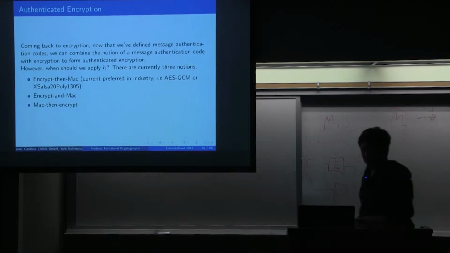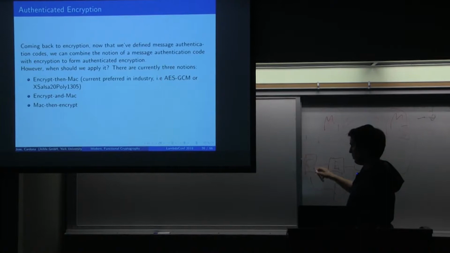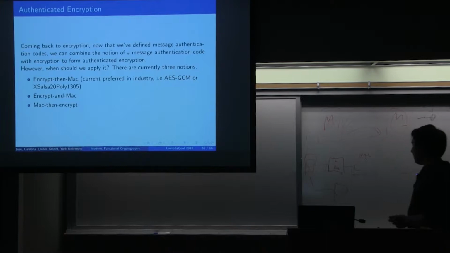So MAC then encrypt is clearly that you apply the MAC function on the plain text. So the ciphertext is not integrity protected. And encrypt-then-MAC is a slightly different construction.